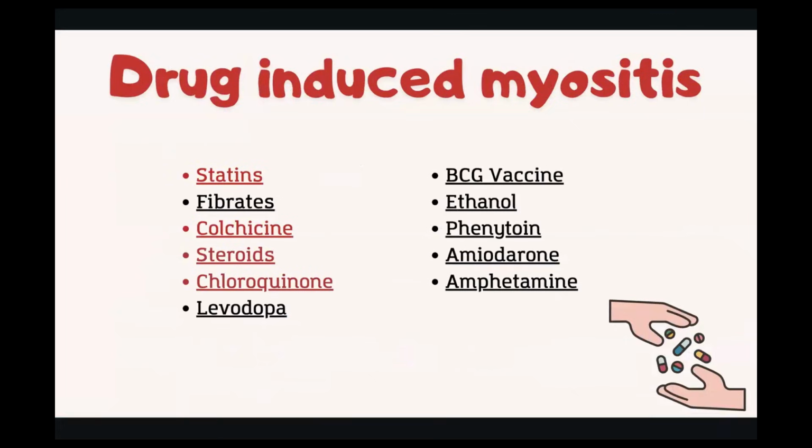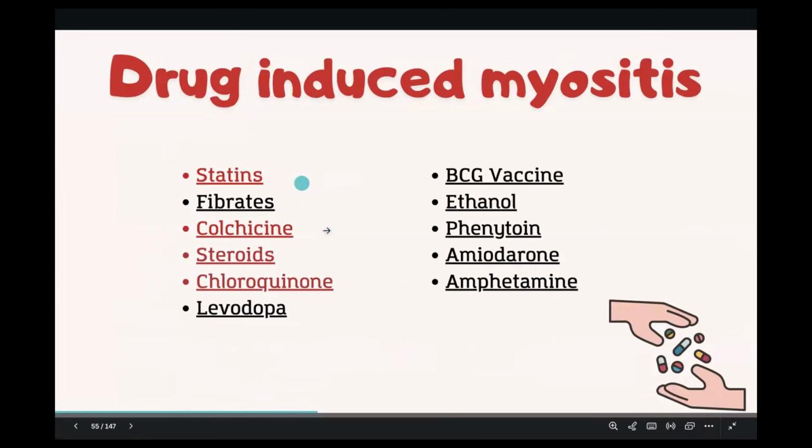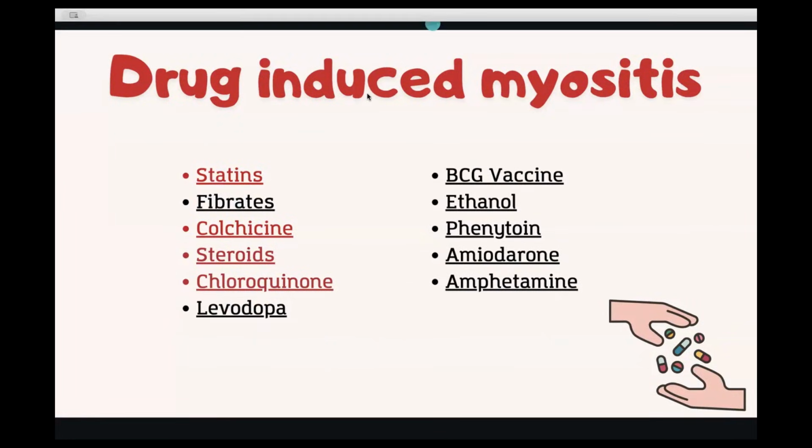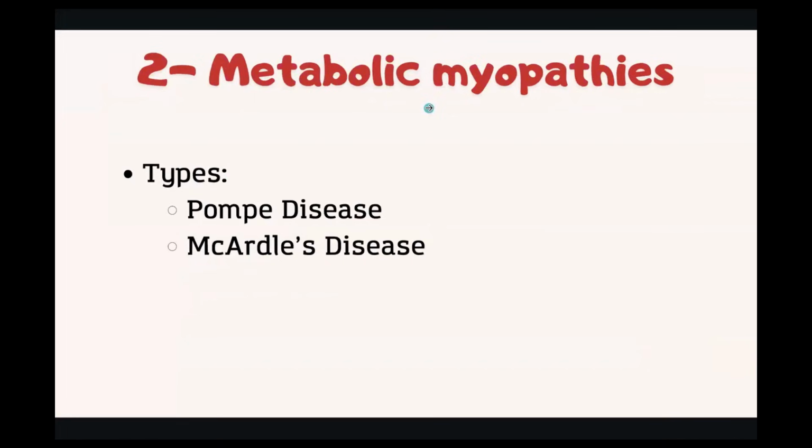Now, we have a case of drug-induced myositis. So we do not have any autoantibodies or whatever. It's drug-induced. And the most important drugs you need to memorize are the statins, colchicine, steroids, and chloroquine. Chloroquine is very important. So chloroquine, steroids, colchicine, and statins, those induce myositis.